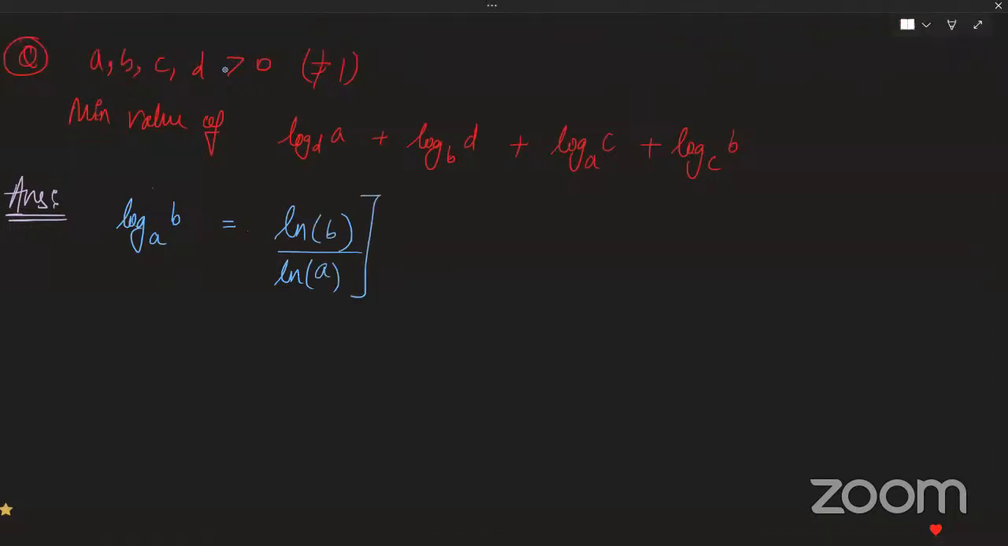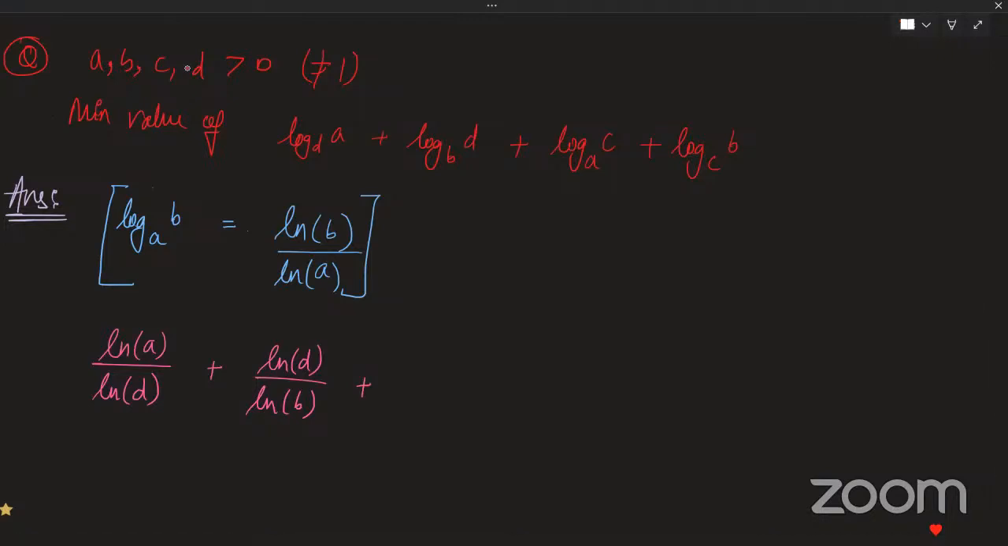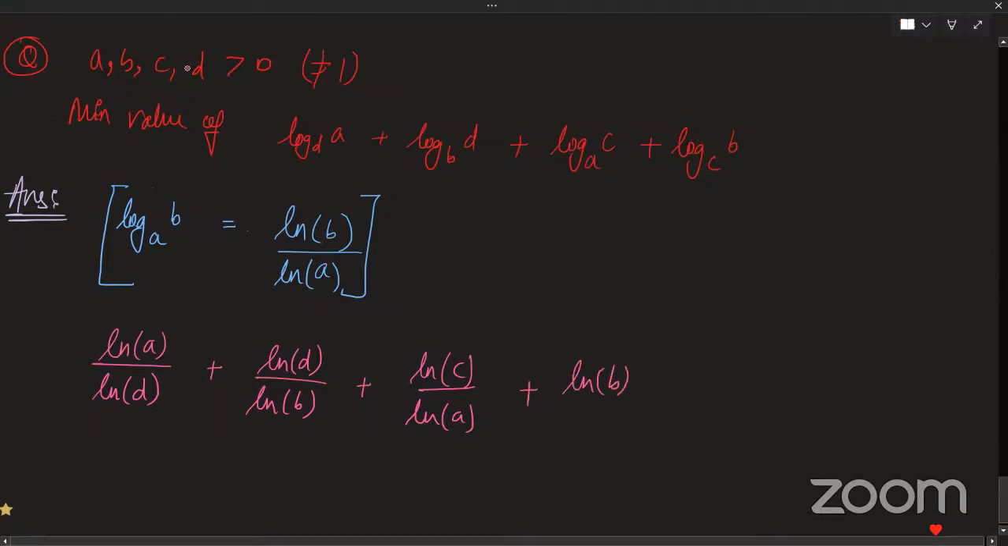Okay. So for the ones who did not know this formula, I'm giving it right now. Fine. So log base D of A can be written as ln A by ln D. And this can be written as ln D by ln B. What about this? ln B by ln C, and ln C by ln A. Now can you think of something?